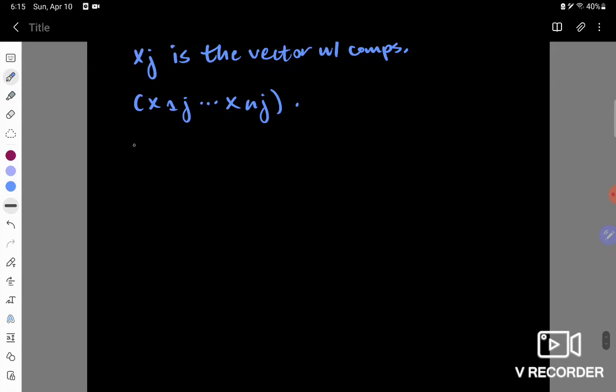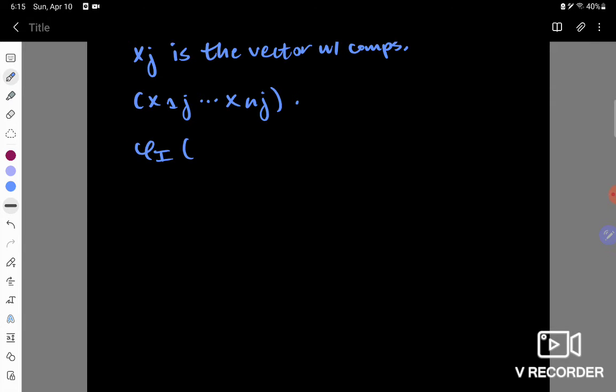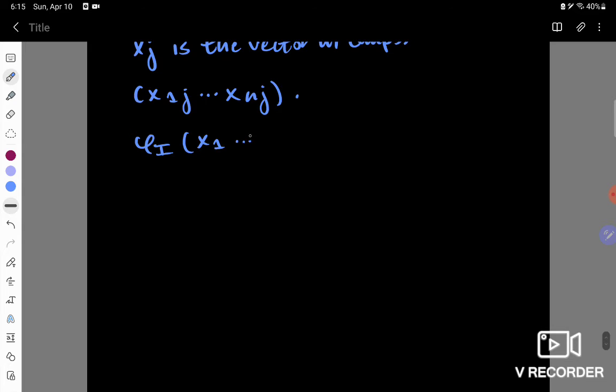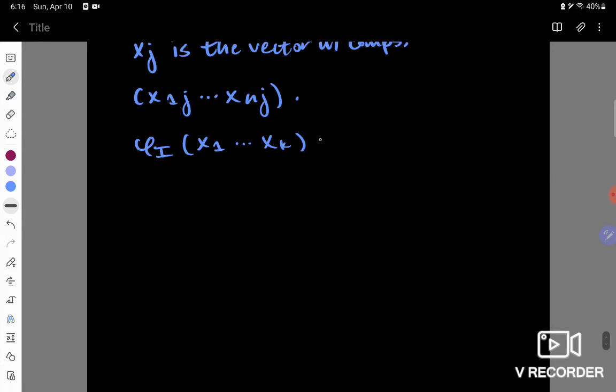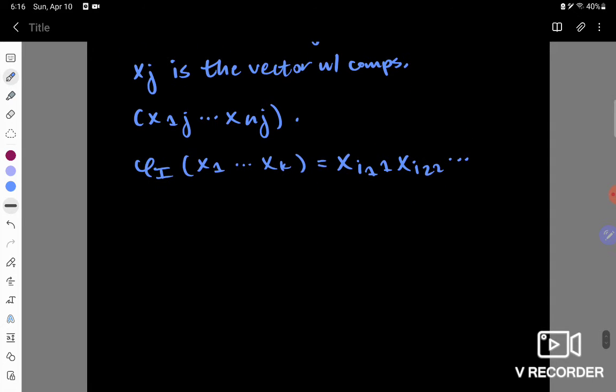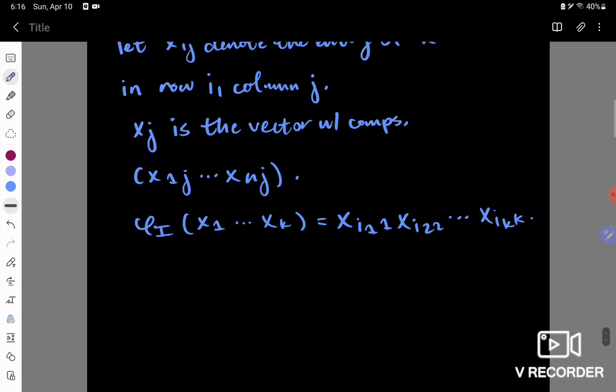And in this notation, as we've described over here, we have phi sub big I of x1 through xk being these projections, which equals now this product, which we have simplified the notation for. So x sub i1 1, x sub i2 2, and this is one index, this is another. Sorry, I should be more clear again with that. x sub ik k. So this is our phi sub big I.